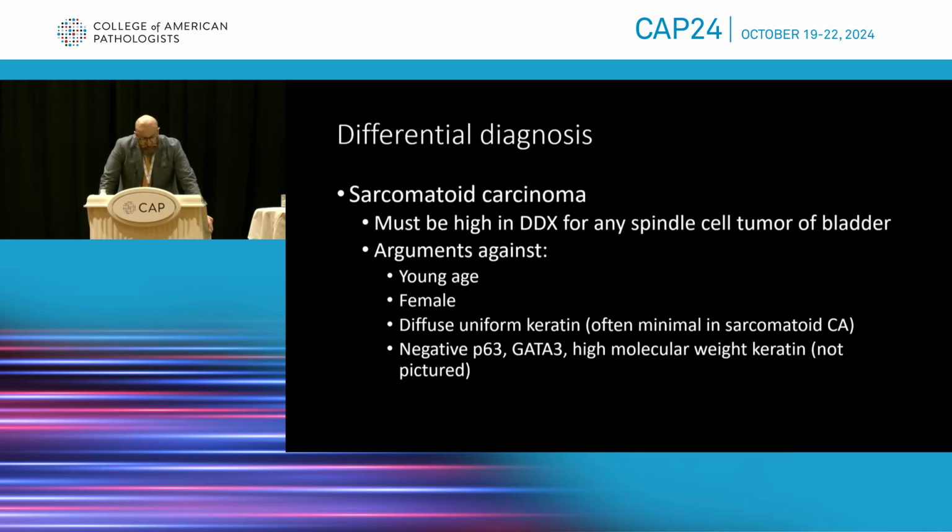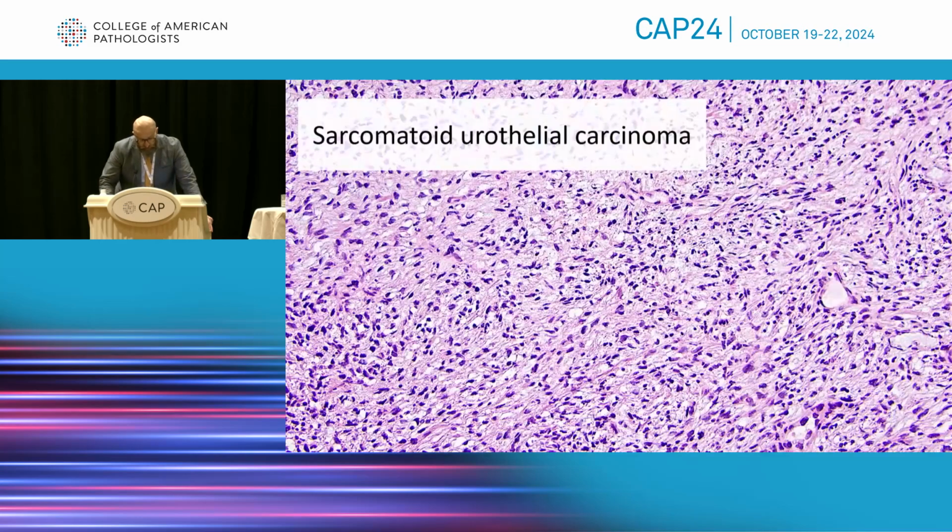When you have a spindle cell lesion in the bladder, I think you should always consider sarcomatoid carcinoma, especially in an elderly male patient. In this particular case, we have a relatively young woman, which is somewhat atypical, but not impossible for bladder cancer. And looking at the immunohistochemistry, that diffuse uniform keratin staining I mentioned is something I would not expect in sarcomatoid carcinomas, and we'll show an example of that in a minute. We also did several urothelial markers, which were negative, arguing against sarcomatoid urothelial carcinoma.